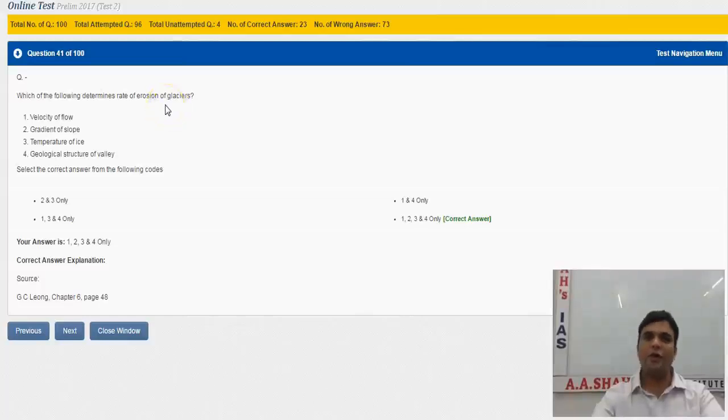Because as we saw, water is a big agent of erosion, so you cannot really discount the ability of water in terms of erosion here. So you have to take that into consideration. So this is pretty much straightforward, isn't it?